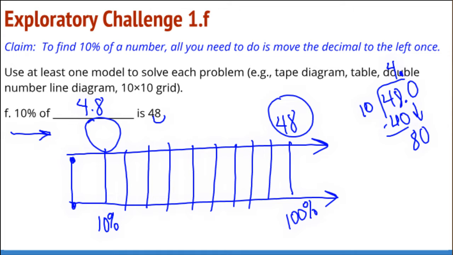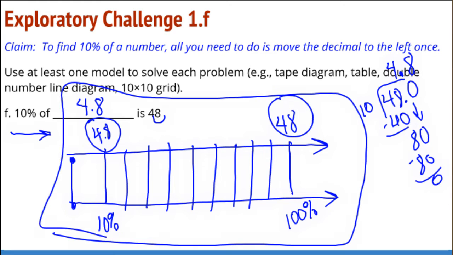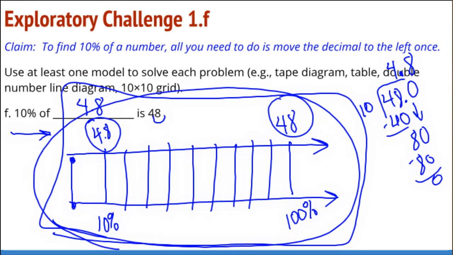Make sure my decimal moves up. 8 times 10 is 80. And once again, it has worked. This model is working every single time. I think at this point it's pretty safe to say that we have a valid generalization. This is working every single time. I have a model that can be applied to any situation, and it's working.